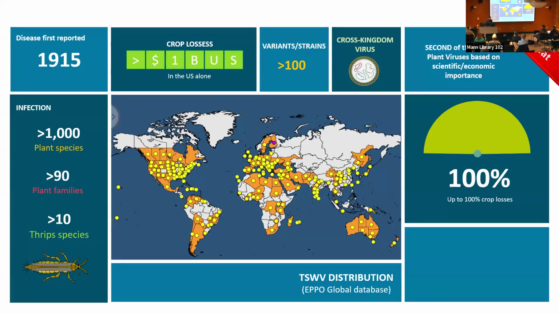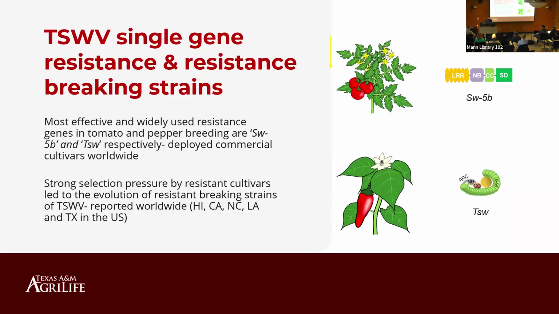Tomato spotted wilt virus, as I mentioned, is one of the most devastating plant viruses or diseases in the world. It infects more than 1,000 plant species. It's transmitted by several species of thrips. And the most challenging part of this system as a whole is that it's able to evolve not only in plants, but also in the vector. The most reliable strategy has been the use of resistance genes. That resistance came in the form of SW5B.